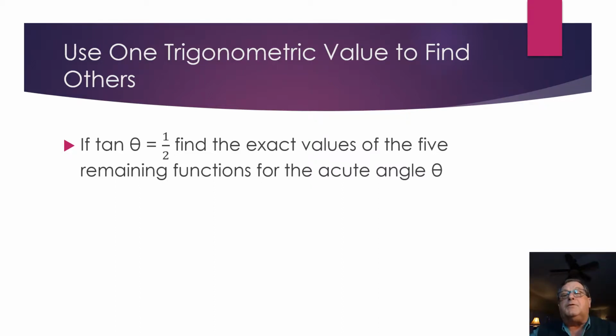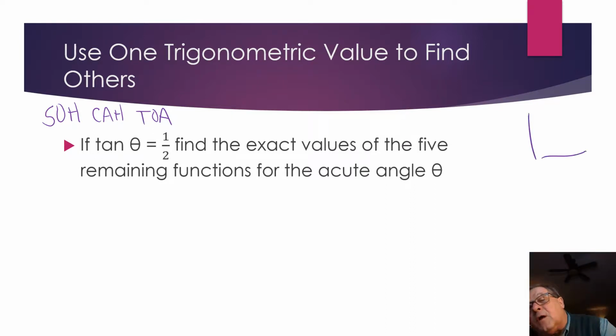Use one trigonometric value to find the others. Now, before we really get started here and see what we got, let's do a couple of things. I want to get SOHCAHTOA because I'm dealing in right angle trigonometry, so I got a good reference point. And the second thing I want to do is sketch some kind of right triangle.